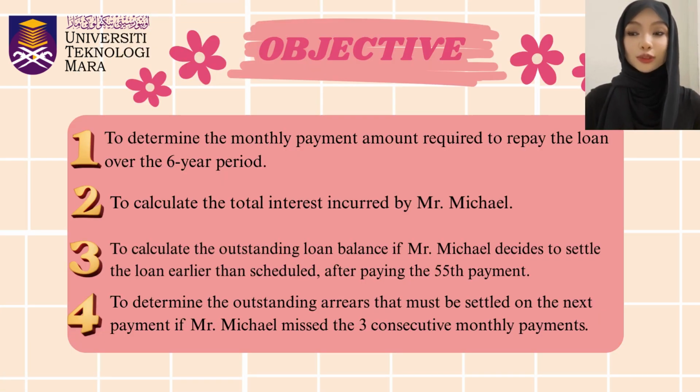Objective 1. To determine the monthly payment amount required to repay the loan over the 6-year period. Objective 2. To calculate the total interest incurred by Mr. Michael. Objective 3. To calculate the outstanding loan balance if Mr. Michael decides to settle the loan earlier than scheduled after paying the 55th payment. Objective 4. To determine the outstanding arrears that must be settled on the next payment if Mr. Michael misses 3 consecutive monthly payments.